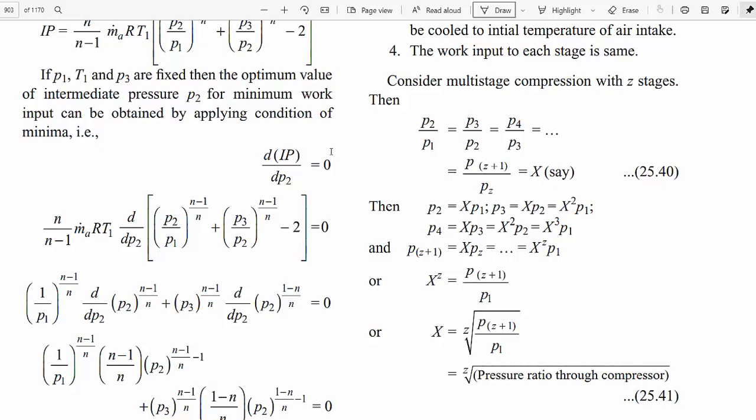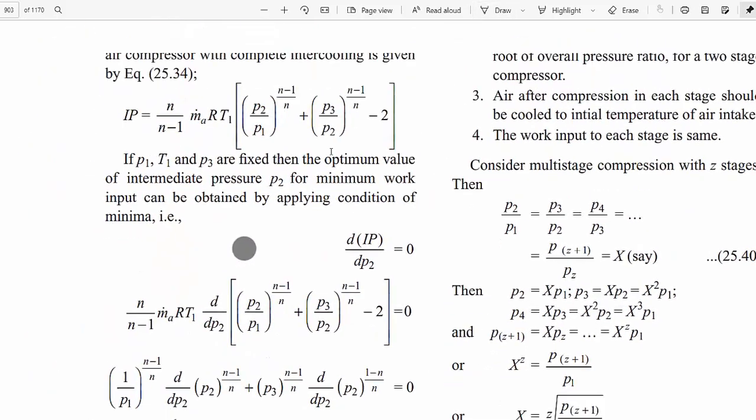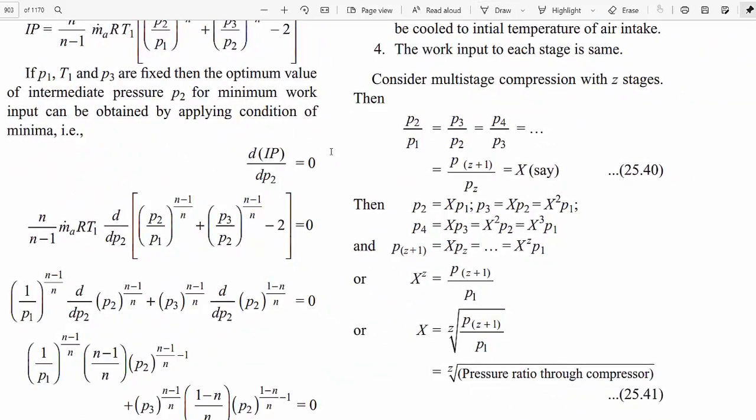Then n by n minus 1 M R T1 d of dP2, and (P2 by P1) power (n minus 1) by n plus (P2 by P1) power (n minus 1) by n minus 2 equal to 0. Then n by n minus 1 M R T1, those are the constant values. Therefore, I can eliminate it and only consider this part alone.